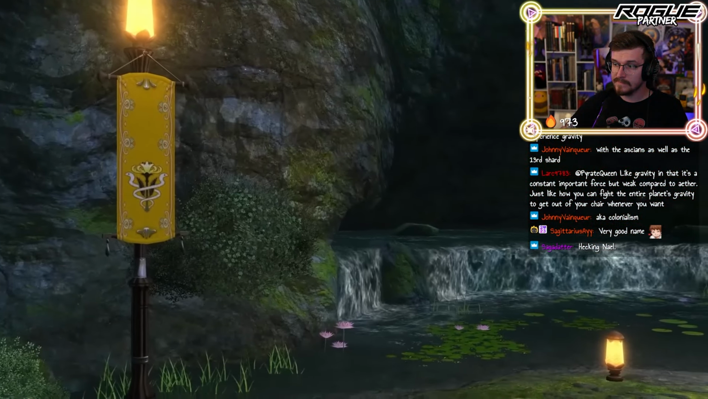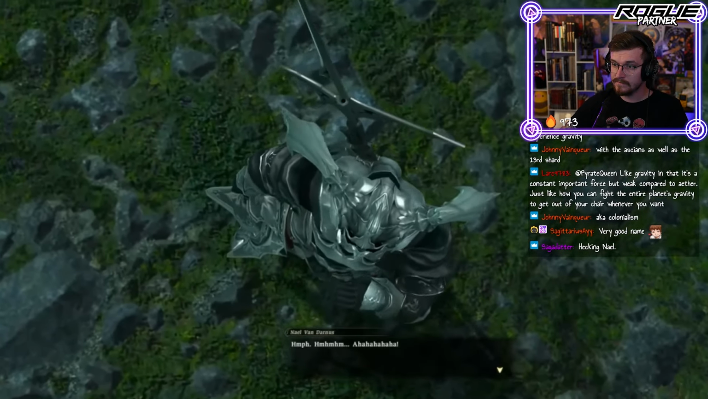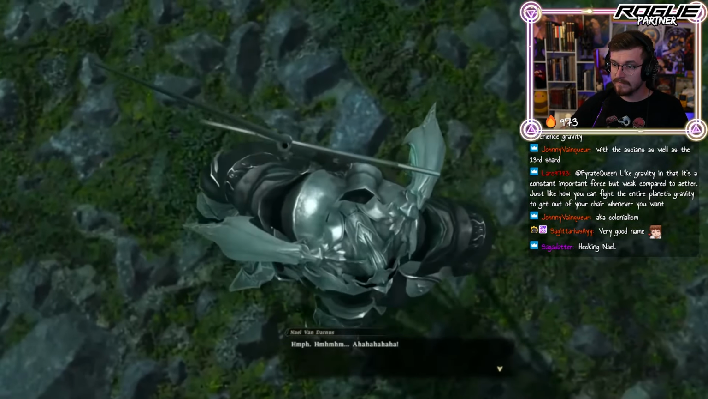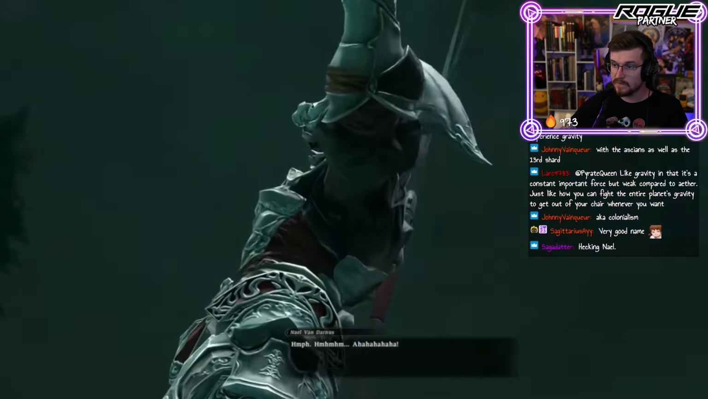But this action baffled Louisoix. Why would a soldier of the Empire do this? Their whole objective was to stop the Primals and prevent their summoning. Surely this went against the Empire's entire reason for the initial invasion.